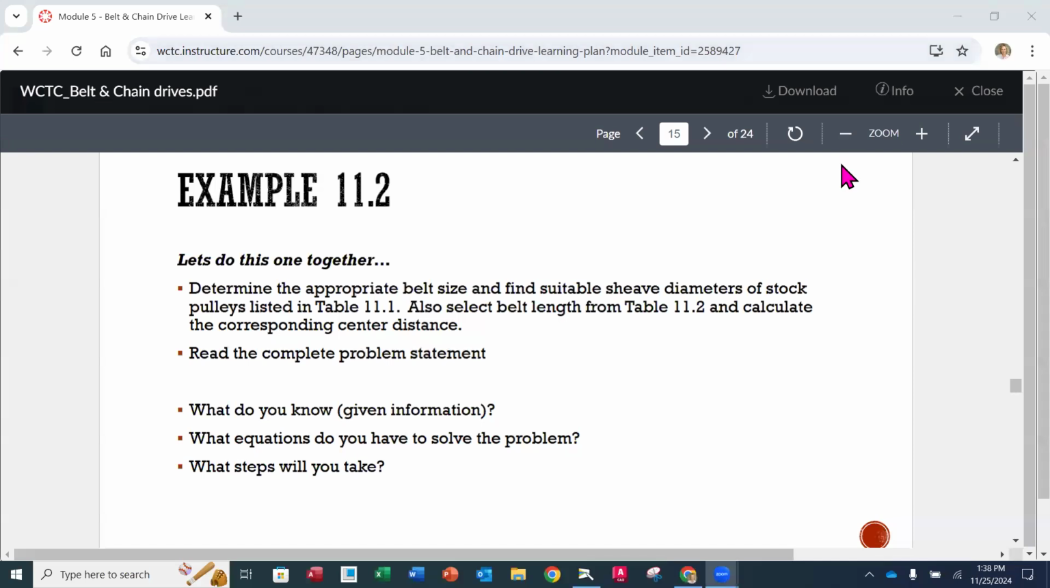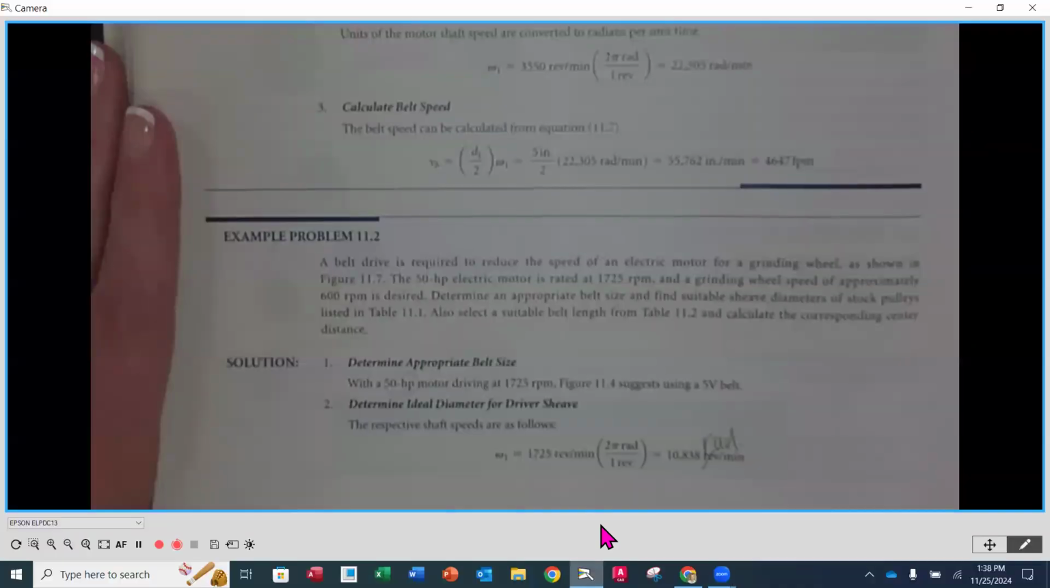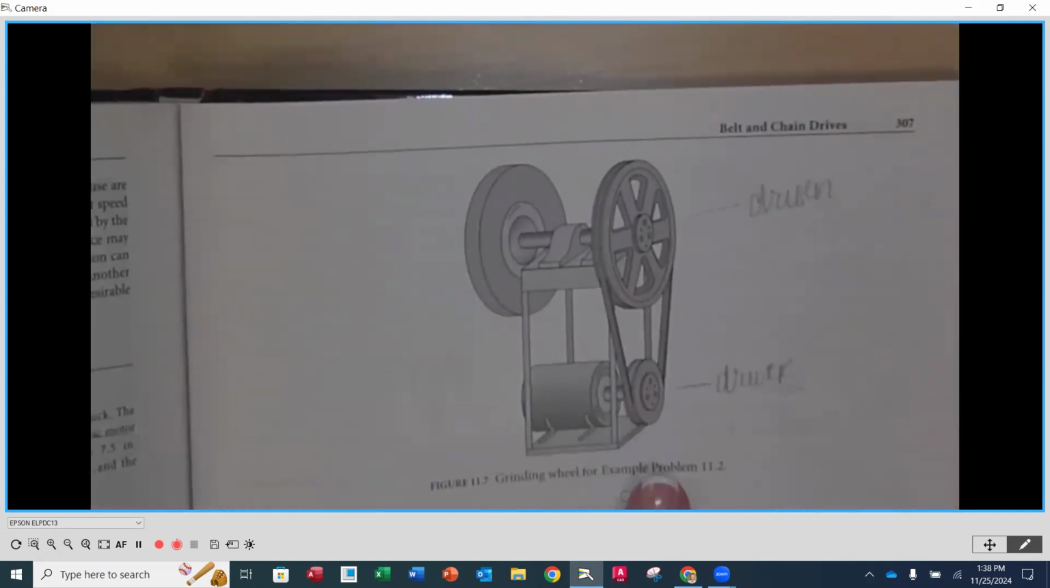Okay, so the second and final problem that we're going to be doing today is example 11.2 from our book. If we go to the very bottom of page 603, I'm going to switch over here. This is the problem statement, and it's nice because this time they do have an illustration.